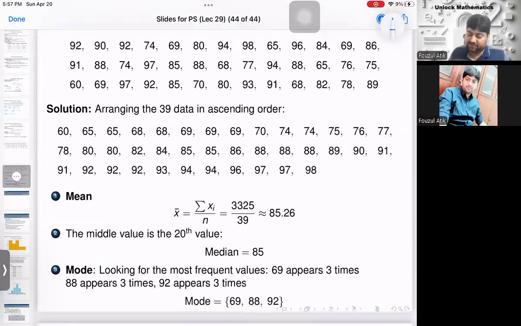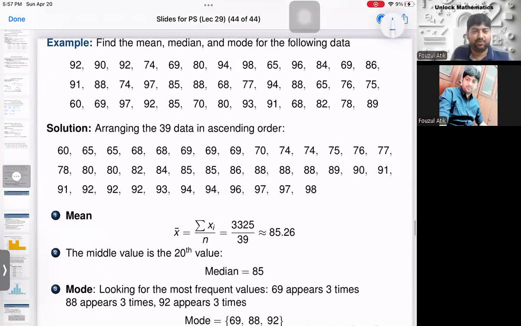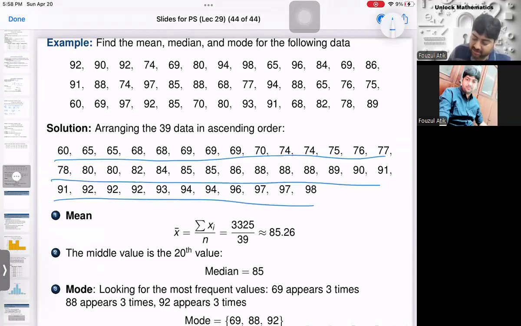Here, the first job is to put the data in ascending order. So you do it in ascending order like this, right? And then for the mean, we observe that there are 39 data points, so it is an odd number, and the mean is equal to the sum divided by 39. So you'll see this is the mean. The middle value is the median. Now it is an odd number, so it is the x of (n plus 1) by 2th element. That means 39 plus 1 divided by 2, so we have to find the 20th value. The 20th value is actually 85. Therefore the median is 85.